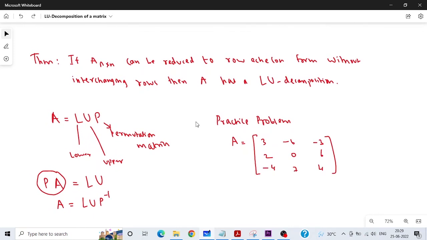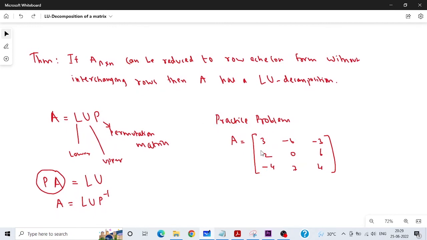You can take this example for practice to find the LU decomposition of the matrix.